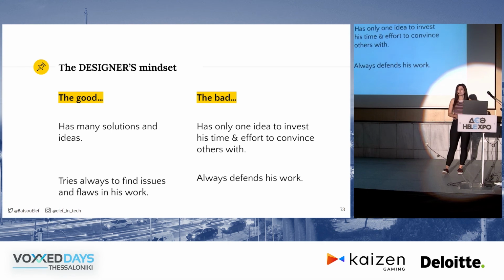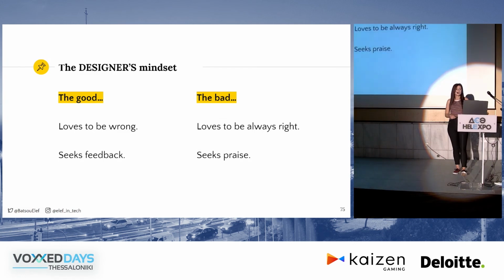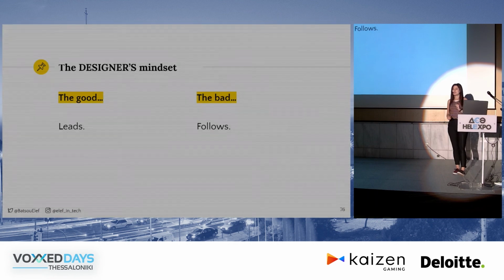The good one has many solutions and ideas, and always tries to find issues and flaws in his work, whereas the bad one has only one idea to invest his time and effort in, tries to convince others with it, and is always defensive of his work. The good one loves working with others, revisits his thoughts, and has something to learn from everyone he meets, whereas the bad one loves to work alone, tries to confirm his thoughts, and thinks he knows everything. Now, the good one loves to be wrong and seeks feedback, and the bad one loves to be always right and seeks praise. Now, the good one leads, and the bad one follows.